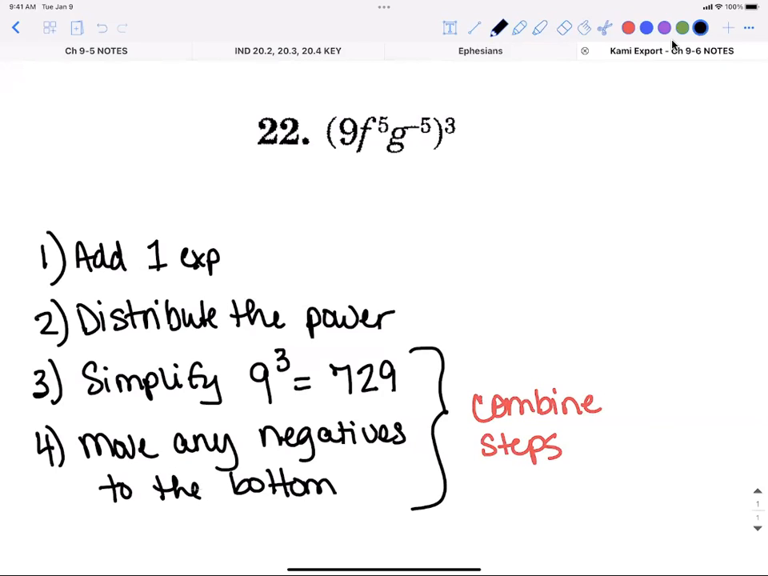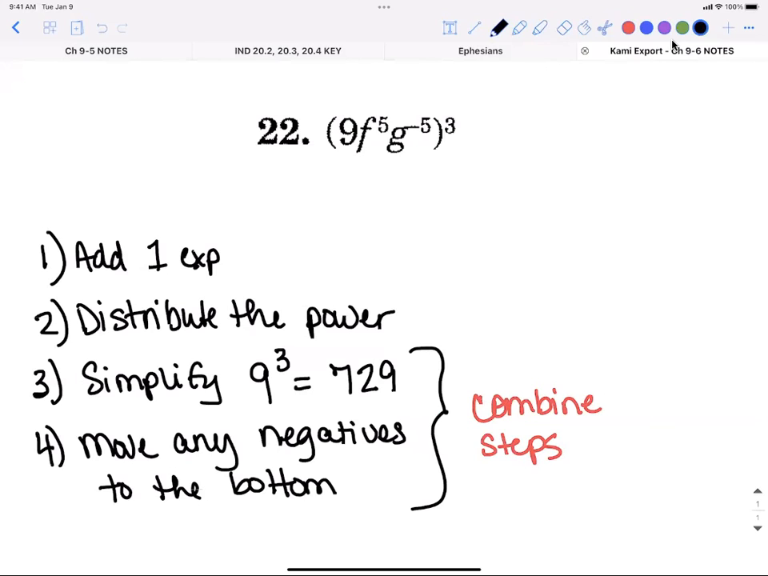Everybody done writing that? So step one is we're going to add that one exponent. That's just to help us not forget. Then we're going to distribute the power to everything inside, no matter how many there are, one term or ten things. You just give it to everybody. And then we're going to simplify.